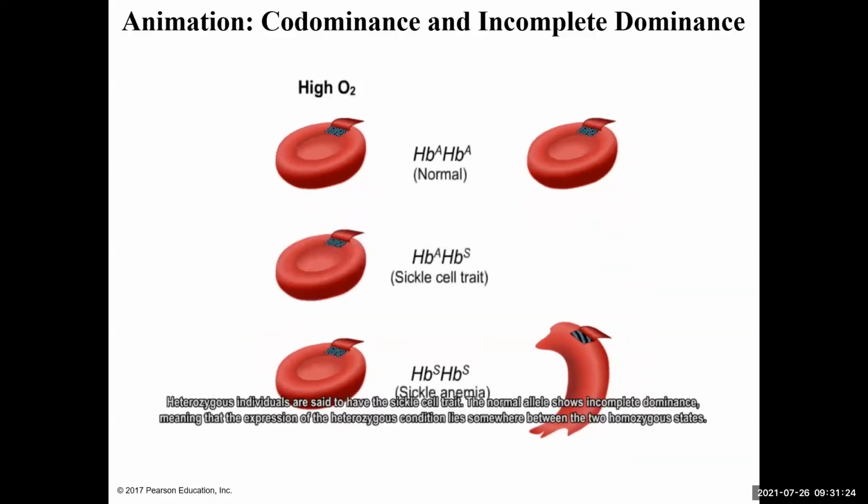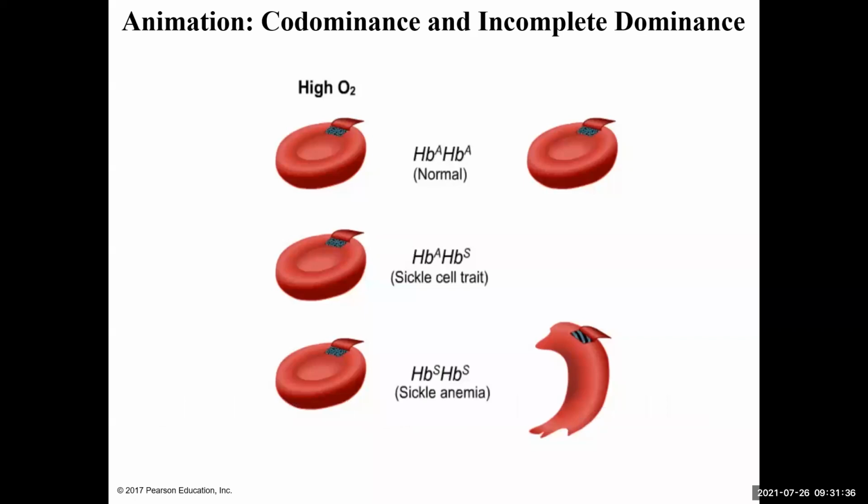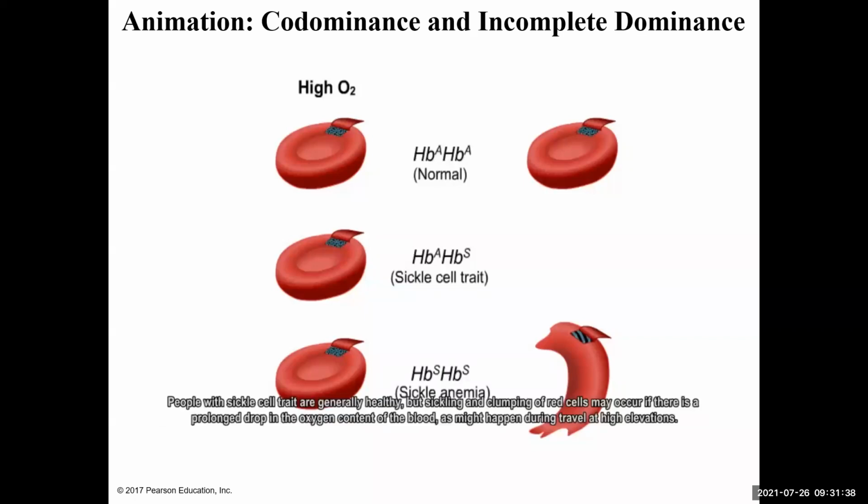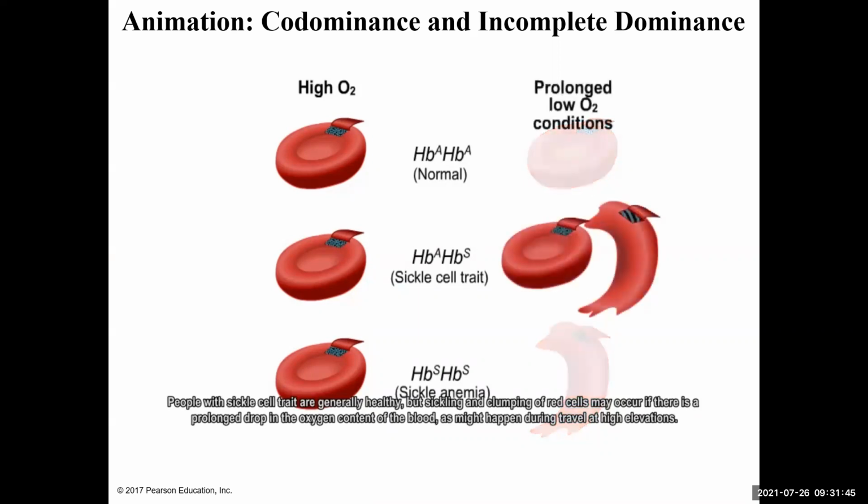Heterozygous individuals are said to have the sickle cell trait. The normal allele shows incomplete dominance, meaning that the expression of the heterozygous condition lies somewhere between the two homozygous states. People with sickle cell trait are generally healthy, but sickling and clumping of red cells may occur if there's a prolonged drop in the oxygen content of the blood, as might happen during travel at high elevations. Because normal hemoglobin molecules reside in the same red blood cell as abnormal hemoglobin, polymerization does not occur very readily.